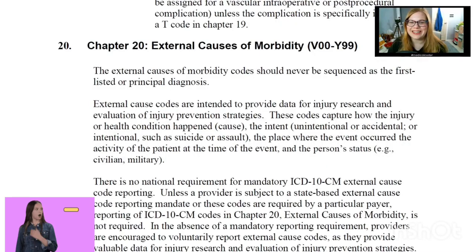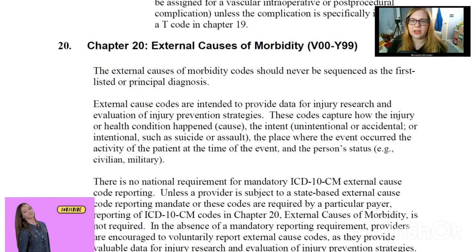I'm working on the series on the ICD-10-CM coding guidelines. We are just finishing up with the last few chapters of the chapter-specific guidelines. Let's get to it. All right, so chapter 20 is the external causes of morbidity, categories V00 through Y99, and these should never be a first listed or principal diagnosis, so never ever first on the claim. They should always be secondary to something else.